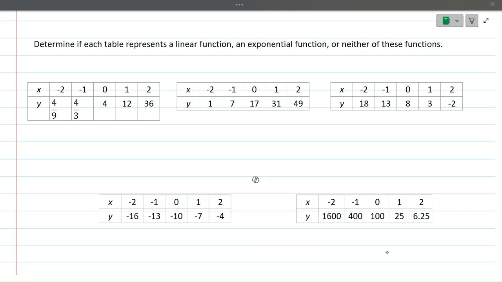It's your friendly math tutor, Miss C here, and today we are determining if a table represents a linear function, an exponential function, or neither of these functions. So let's go ahead and get started.